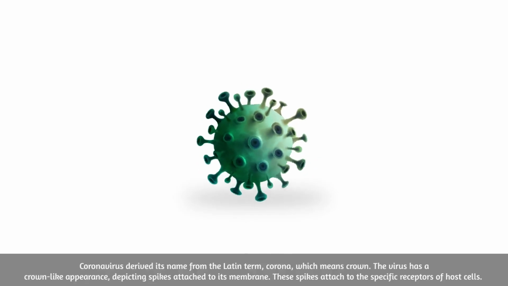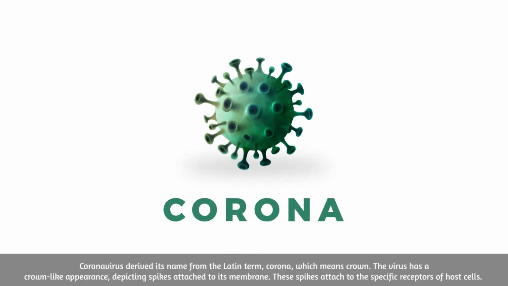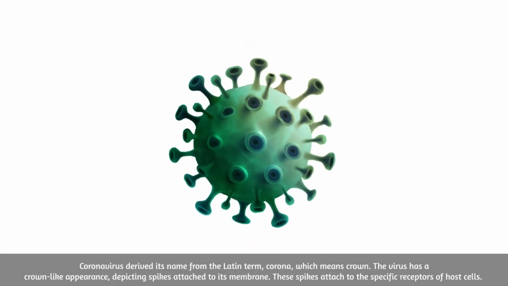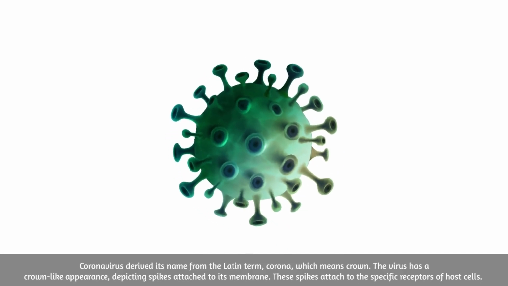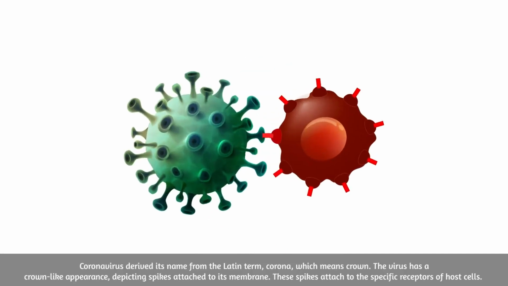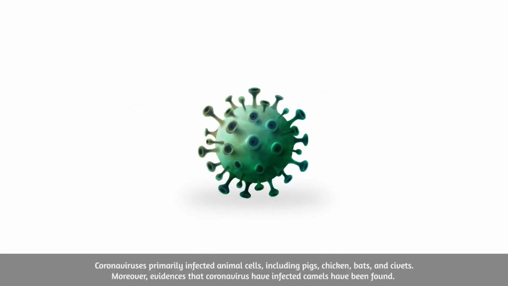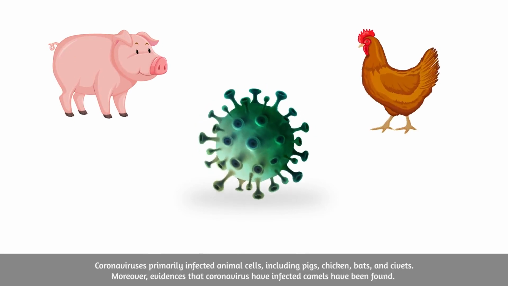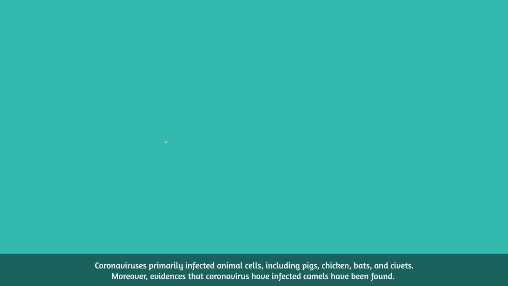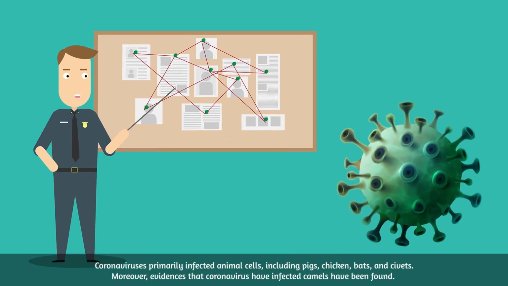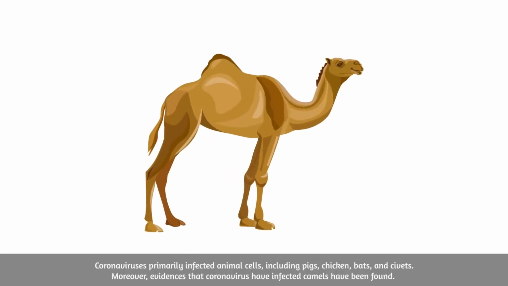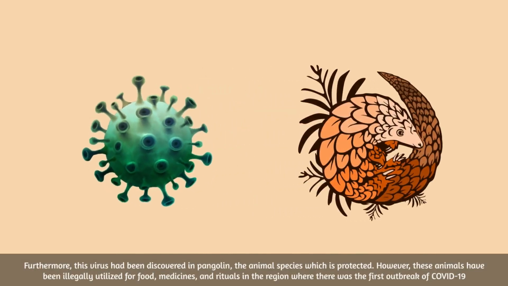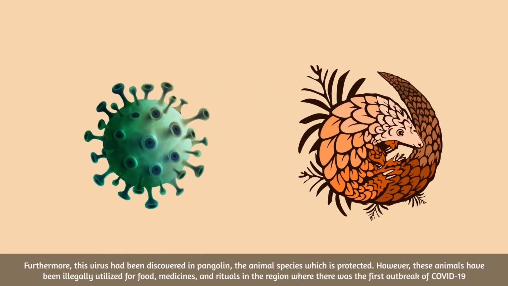Coronavirus derived its name from the Latin term corona, which means crown. The virus has a crown-like appearance, depicting spikes attached to its membrane. These spikes attach to the specific receptors of host cells. Coronaviruses primarily infected animal cells, including pigs, chicken, bats, and civets. Moreover, evidence that coronavirus has infected camels has been found. Furthermore, this virus had been discovered in the pangolin, an animal species which is protected.